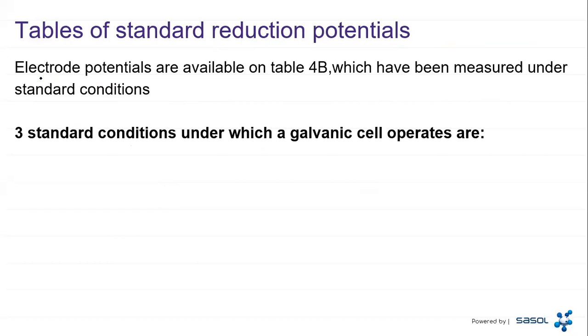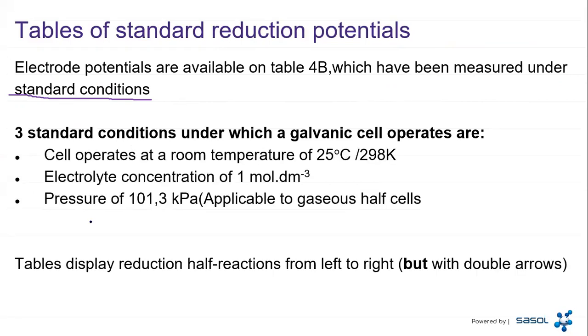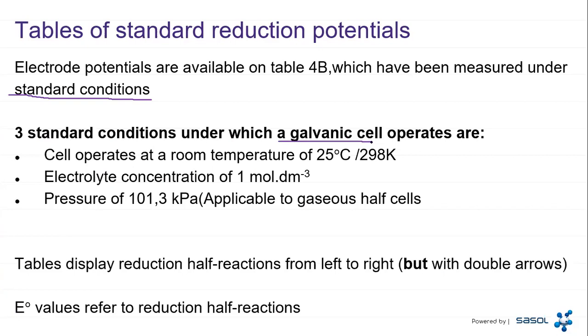Then those electrode potentials have been measured under standard conditions altogether. They were measured under standard conditions. And we'll talk about this later, because they are measured when the half cell that we are interested in is connected to a hydrogen half cell. But we are not talking about that for now. But my dear learners, please, we will ask you for 3 standard conditions under which a galvanic cell operates altogether.